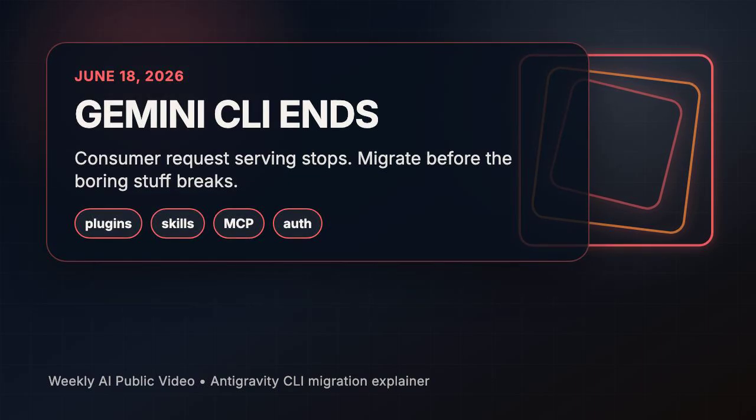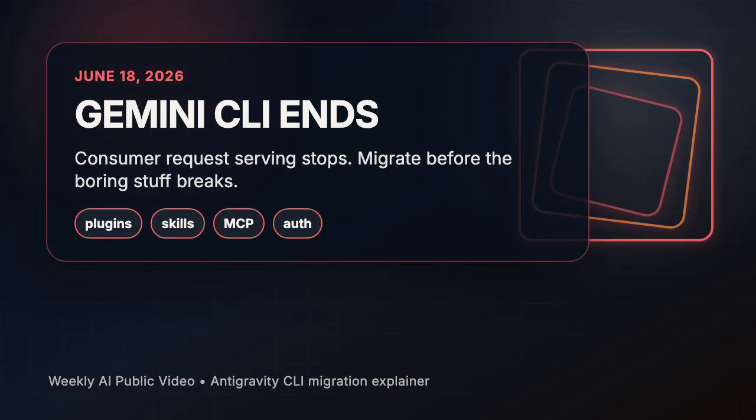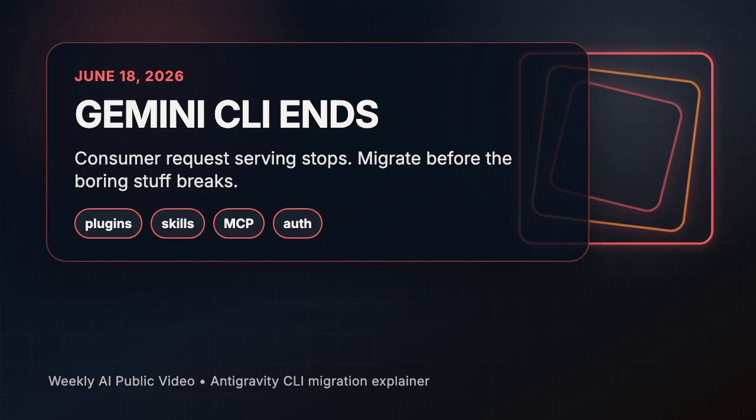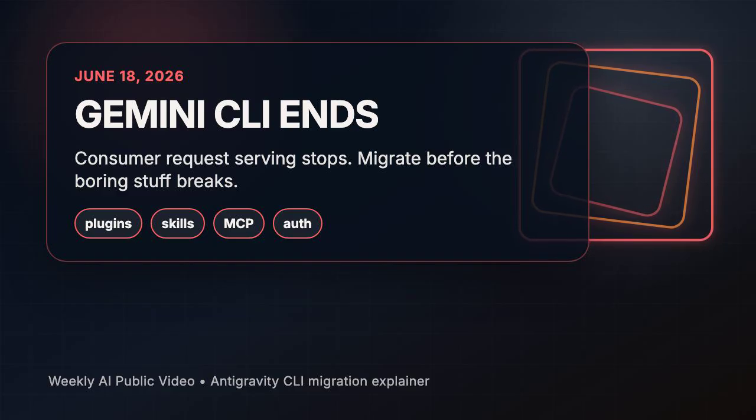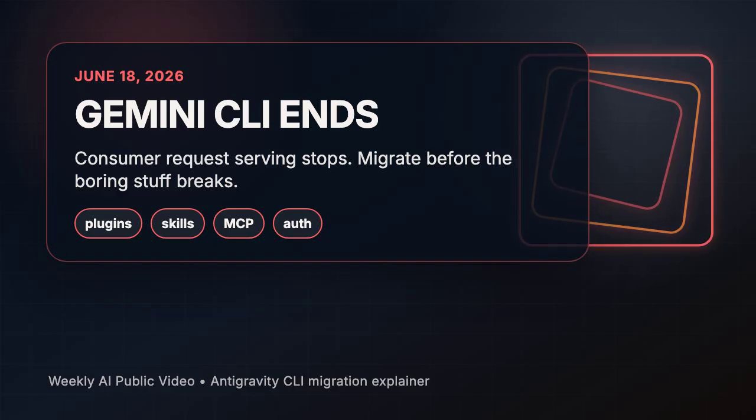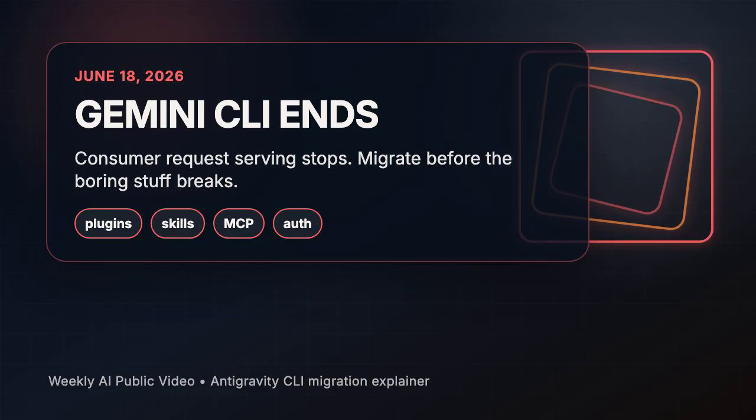Google is shutting off consumer Gemini CLI request serving on June 18, 2026. So if Gemini CLI is part of your daily workflow, this is not a cute product rename. This is a migration deadline with a few very boring ways to break your setup.